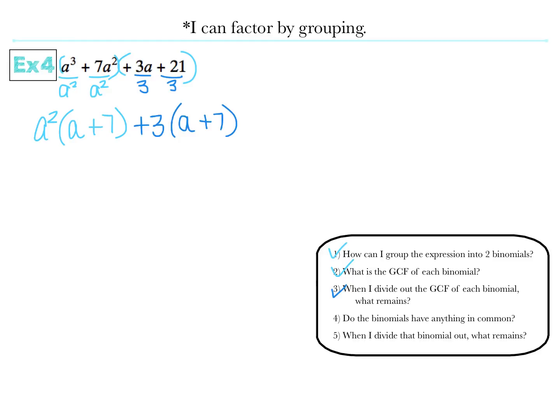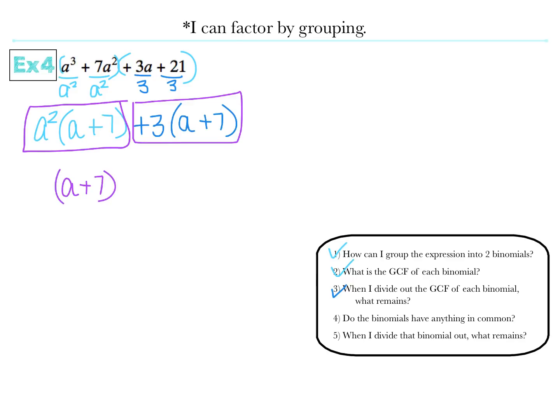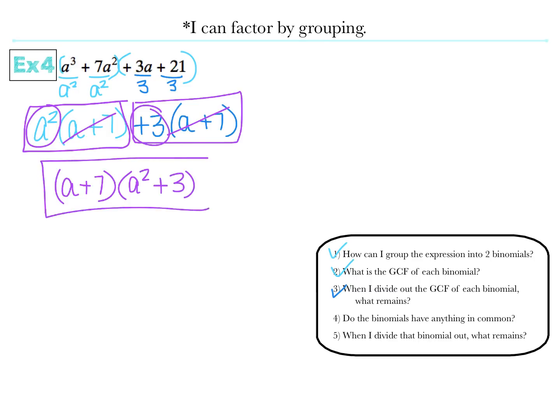So do they have anything in common? What I mean is, does this have anything in common with this? Hopefully you notice that they both share an a plus 7. I'm taking that a plus 7 out of both of them. So when I take it out, what remains? Well, I'm left with a squared and a plus 3. And that is my answer to that factored polynomial.